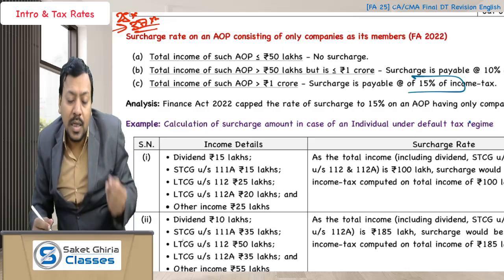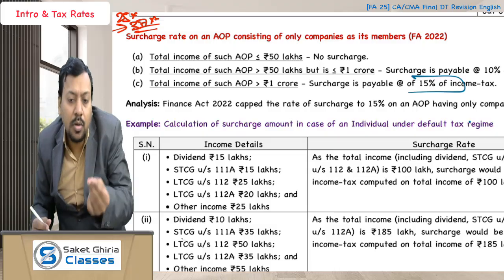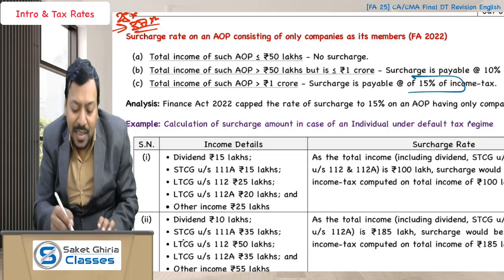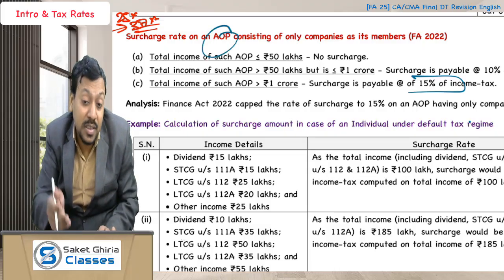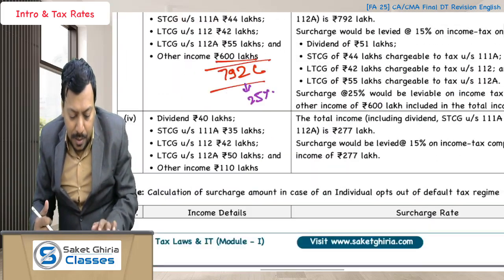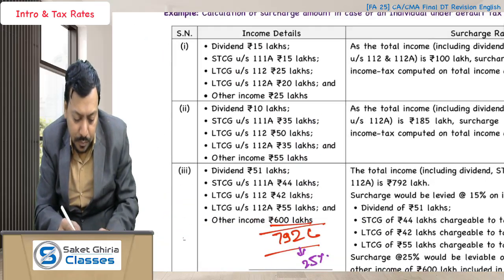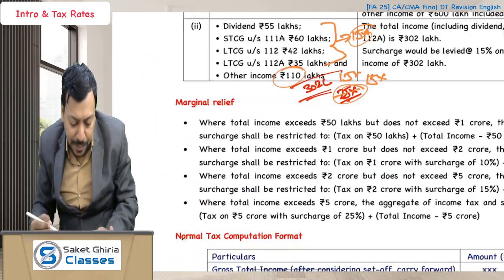This issue will arise if the rate of surcharge applicable is more than 15% on any entity. But as the maximum surcharge applicable on an AOP is itself 15%, there is no issue. Okay. These are the examples that you should try. You will get the clarity.